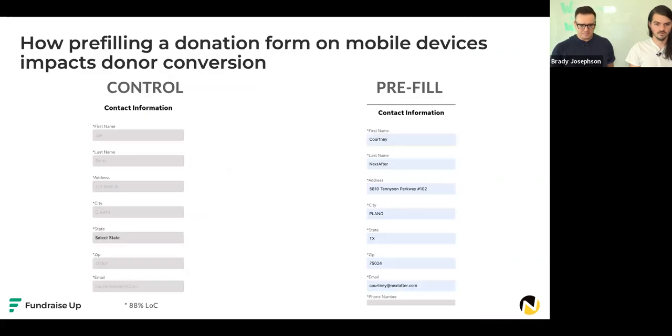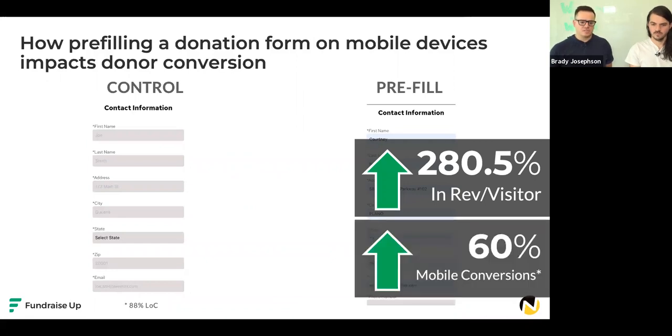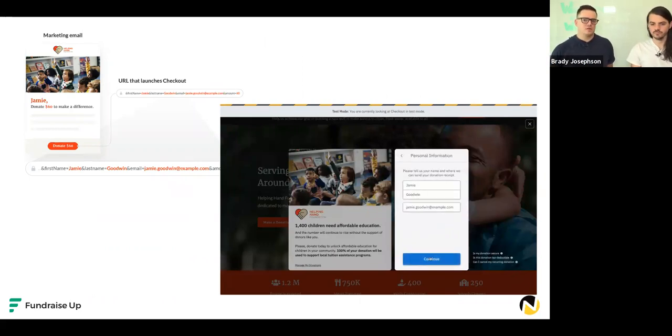We ran this experiment where instead of having the information just sit there, we passed it through using UTM variables into a form field, and actually saw a 280.5% increase in revenue per visitor and a 60% increase in mobile conversions. Wow. It was an 88% level of confidence. But all indicators are, if you can pre-fill their information, do it. This is one of the cool things you can do with Fundraise Up as well: you can pass through first name, last name, so their experience feels more personal, and even preload first name, last name, and email into the donation form field.